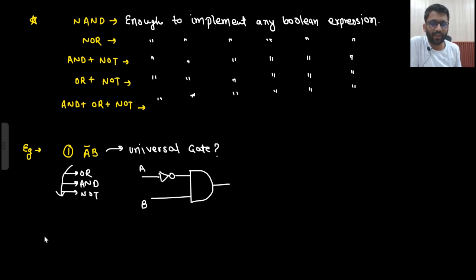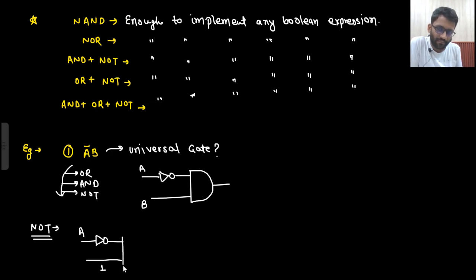So first let's try to make NOT gate. How will I make NOT gate? I will pick the same gate. This is your A, and here I will keep 1. So what will be the output Y? If this is A, this will be A bar, so A bar into 1. So Y will be A bar. This is the output. What is this? This is a NOT gate.